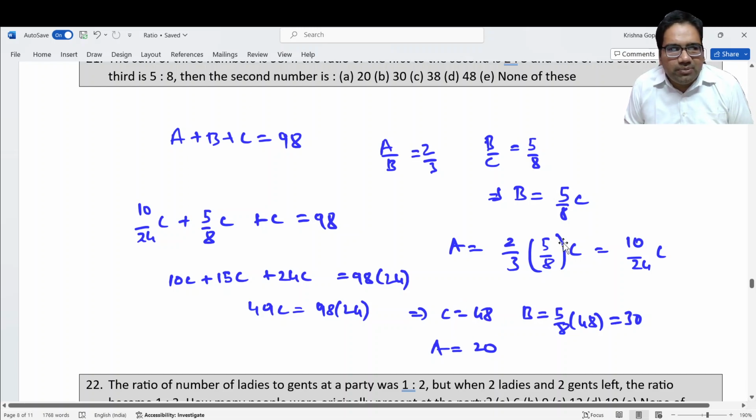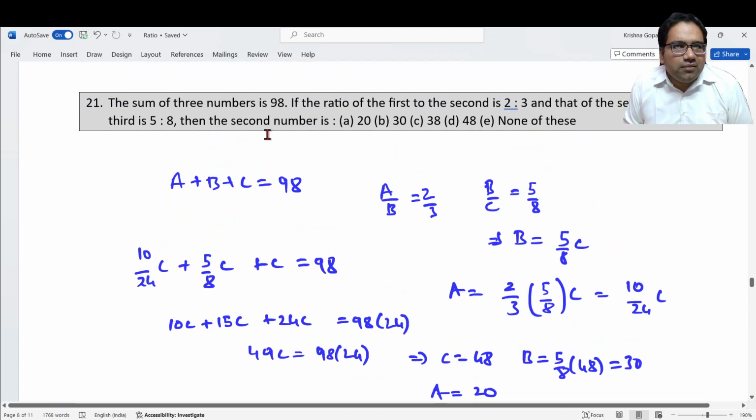What is B? 5 by 8 C. 5 by 8 into 48. 8 goes 6 times, 5 into 6 is 30. What is A? A is equal to 2 by 3 B. 2 by 3 into 30, which is 20, right? Okay, the second number is, what is B? B is equal to 30.